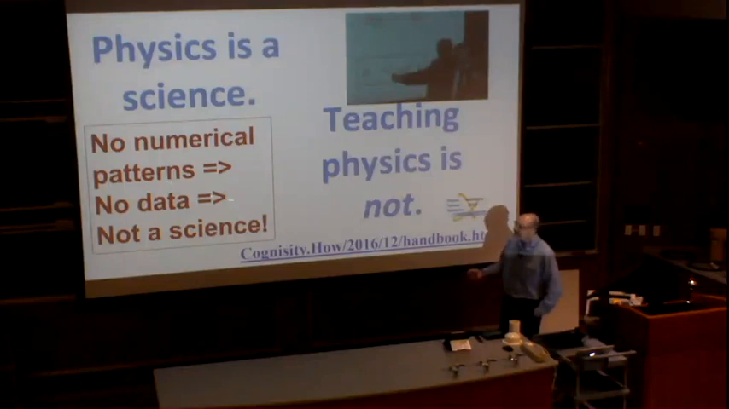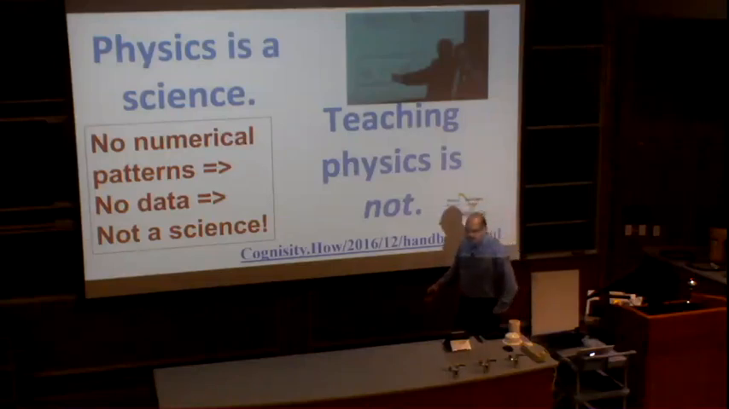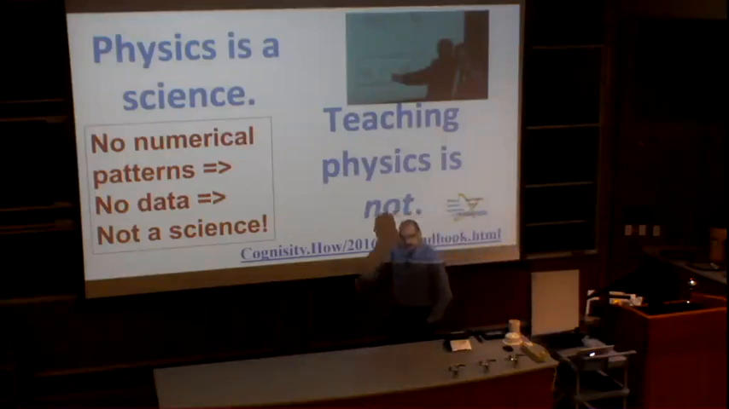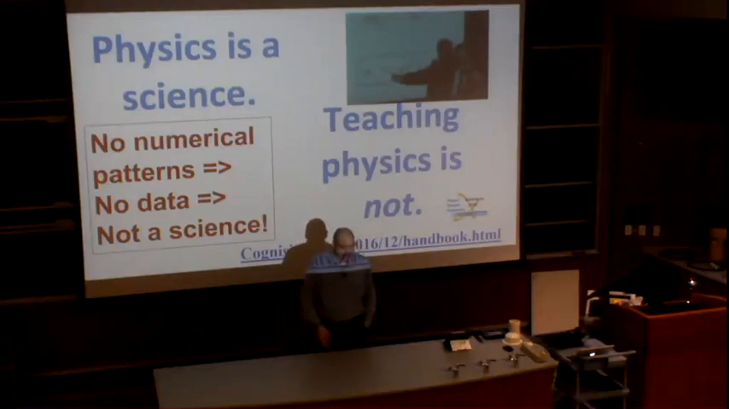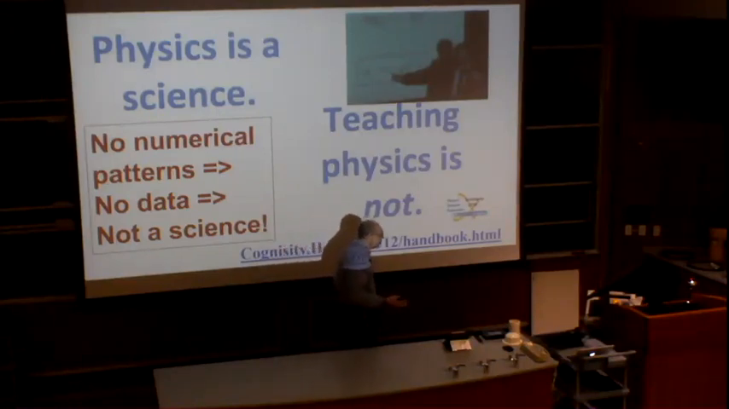No data, no numerical patterns, no science. There is no science of education. Education is a scientific and practical field. There are people, scientists, who do science, but at this point, educational science is like alchemy, has certain rules, heuristics, and that's it.